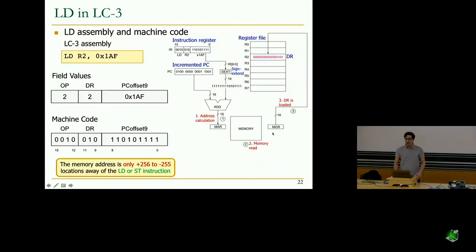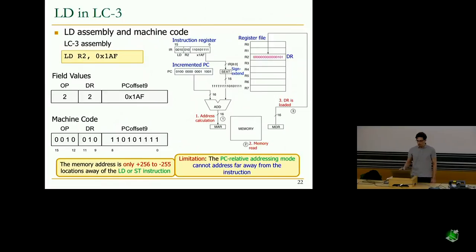So is this useful? Yes, obviously this is going to be useful, but it has one limitation. The limitation is that because this PC offset 9 can contain only 9 bits, we cannot address memory locations that are very far away from where the PC is at any given moment.